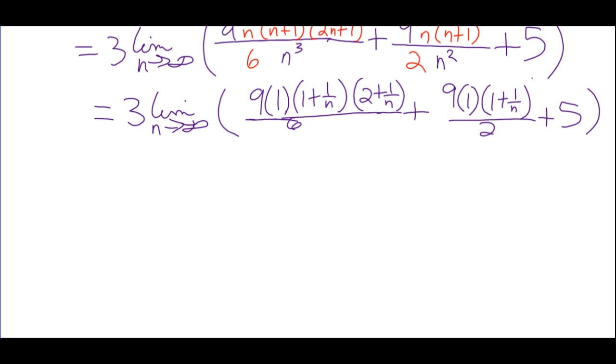Where are we? Okay, so we're there. So that's 3 times the limit. Now we get rid of the limit.